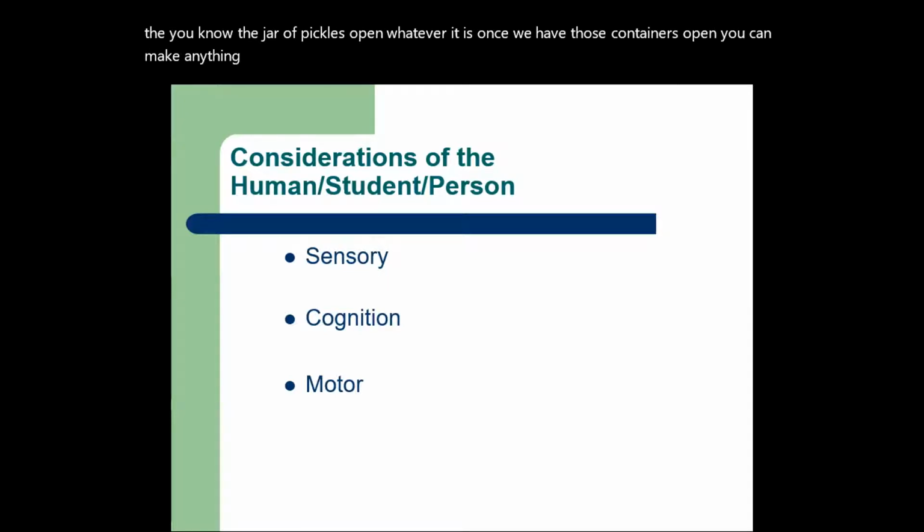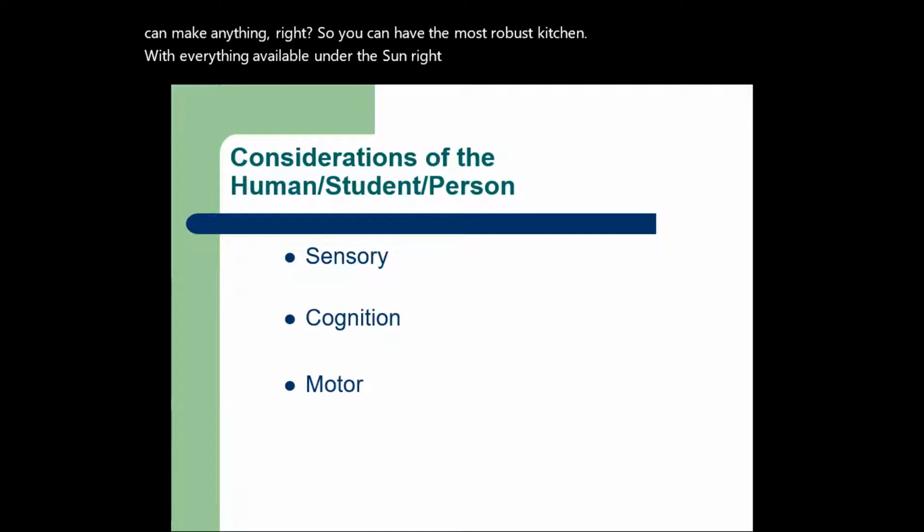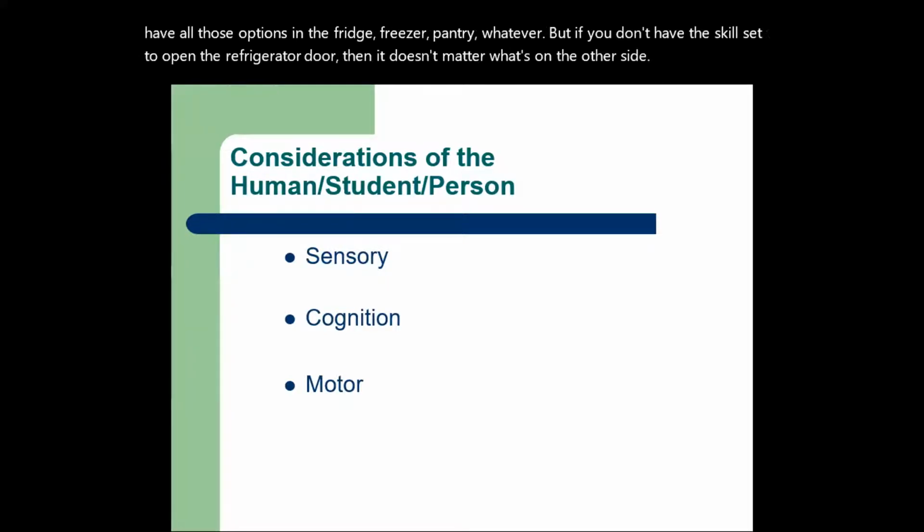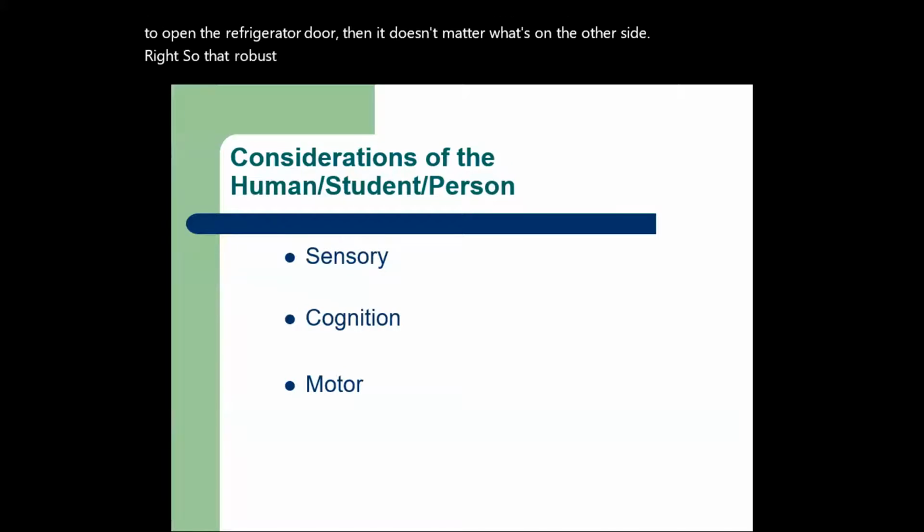So you can have the most robust kitchen with everything available under the sun, right? Make Chef Ramsay super happy, right? He can have all those options in the fridge, freezer, pantry, whatever. But if you don't have the skill set to open the refrigerator door, then it doesn't matter what's on the other side, right? So that robust communication is interdependent and married with a good motor therapist, making sure that access is not precluding that robust communication.